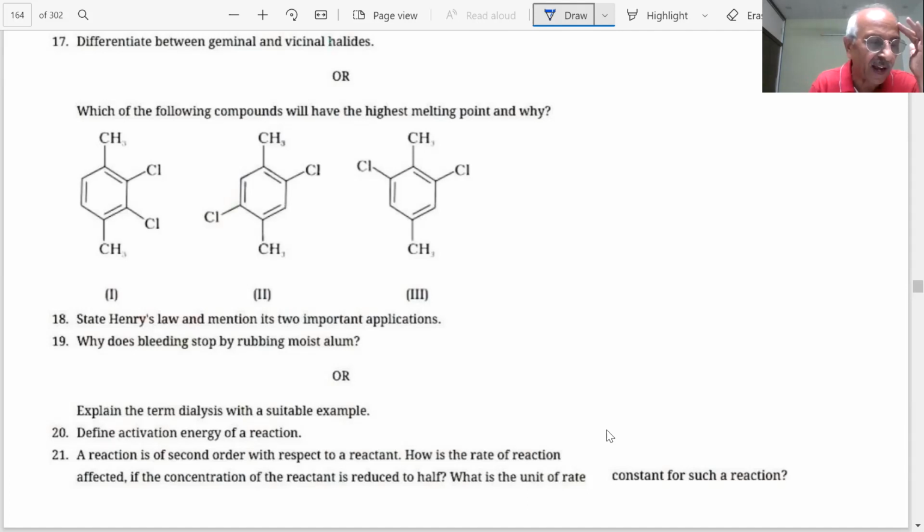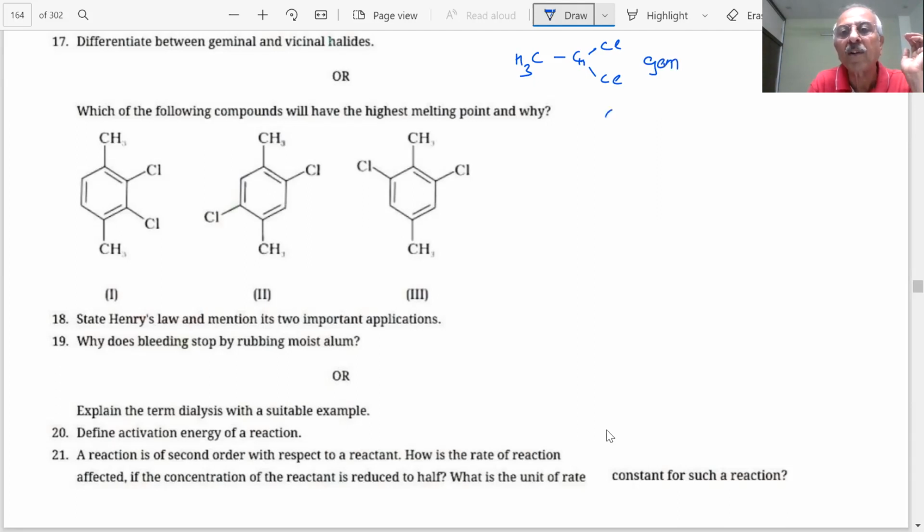Differentiate between a geminal and vicinal dihalide. What do you mean by geminal and vicinal? They are dihalogen compounds. When the two halogens are present on the same carbon, supposing I have this compound and I write this, what is this? When the two halogens are on the same carbon, this is called gem.